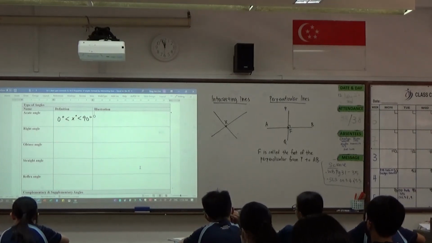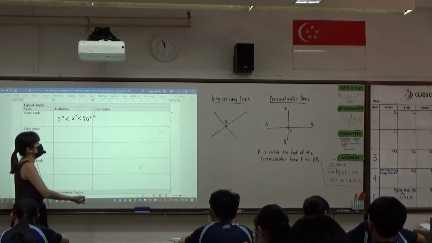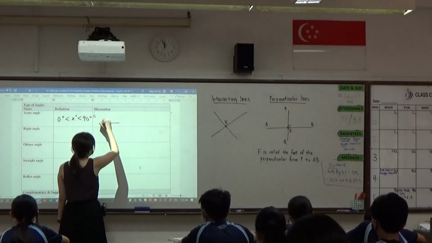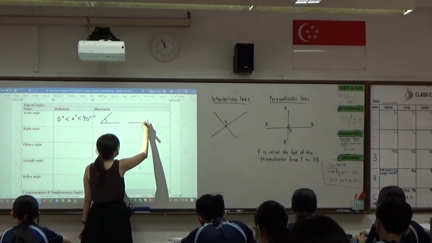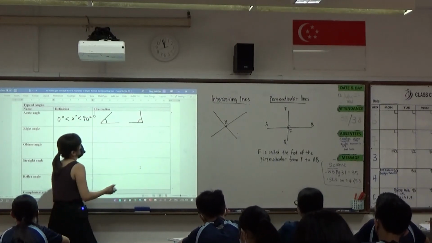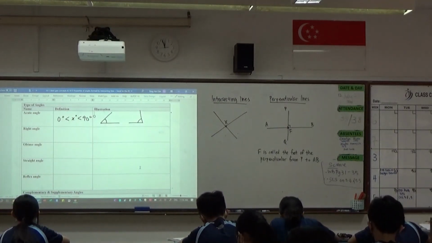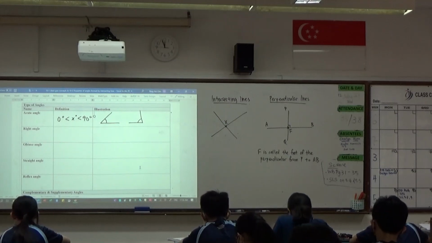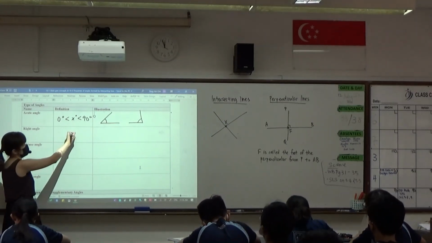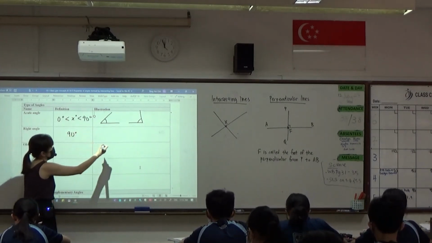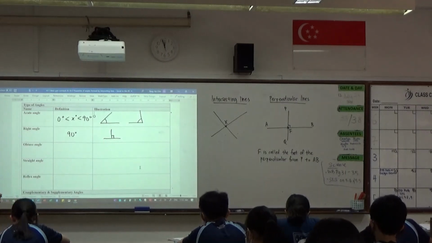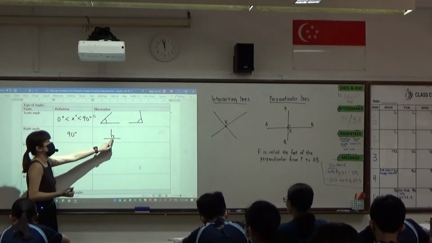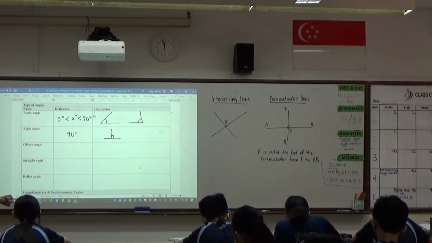To illustrate it, please use a ruler to draw. It can look something like that, or something like that as well. These are all how acute angles can look. A right angle is what size? 90 degrees. Usually we draw it like that and we use a square of some sort to indicate the 90 degrees.